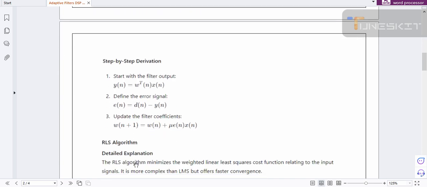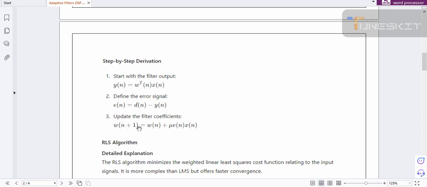So the step-by-step derivation for the LMS algorithm is: start with the filter output. As we know, the filter output is y(n) = w transpose(n) x(n). Then we define the error signal, e(n) = d(n) minus y(n), and the last part is to update the filter coefficients: w(n+1) = w(n) + mu e(n) x(n).